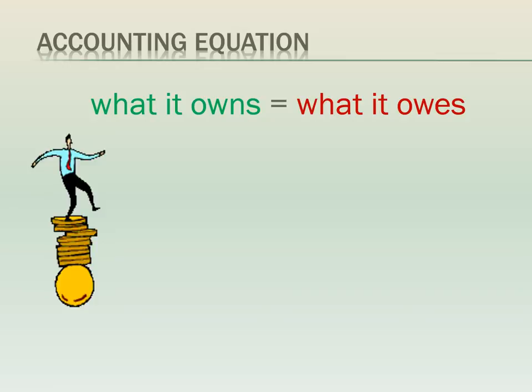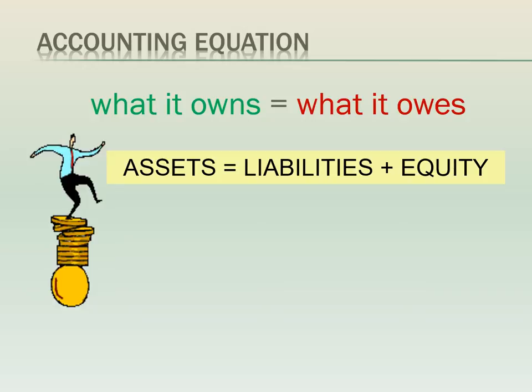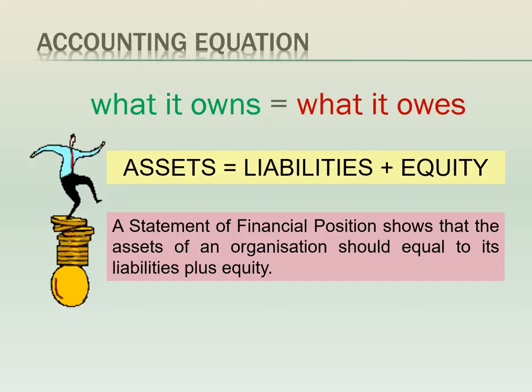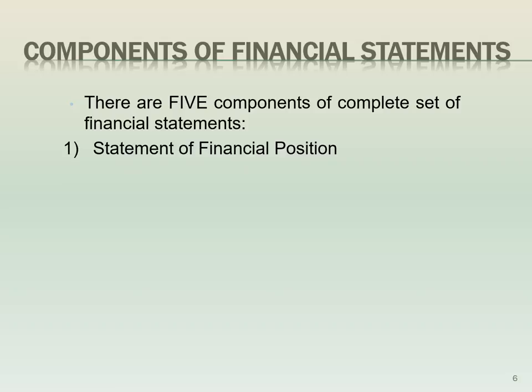So actually, assets, what we own, must be equal to liabilities, what we owe to other people, and equity, what we owe to the owner. And this asset equals liability plus owner's equity will be shown in the statement of financial position. So components in financial statements, we have the statement of financial position. We show the asset must be equal to liability plus owner's equity.